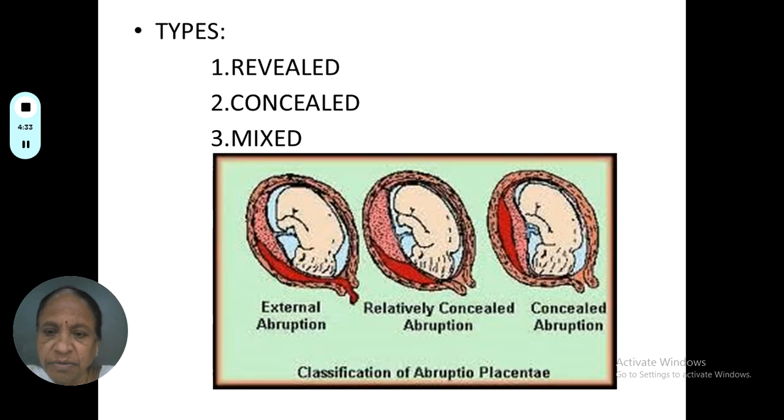There are three types of abruptio placenta: one is revealed, one concealed, and mixed. In revealed abruptio placenta, the bleeding is visible. In a concealed abruption, the bleeding will be present inside the uterine cavity, which may not be manifested through the vagina. That is called concealed abruptio placenta. And the mixed variety, we can say, is where there is both internal bleeding and external bleeding.